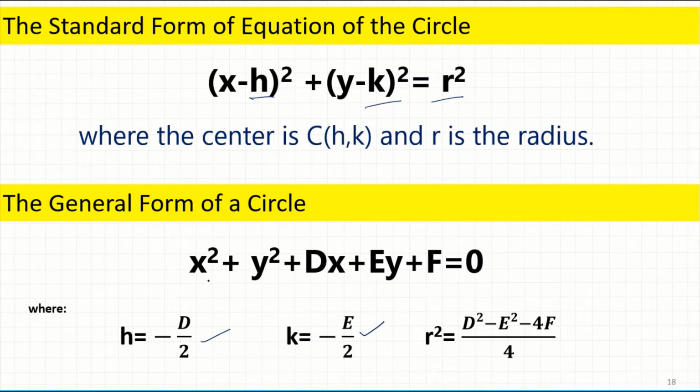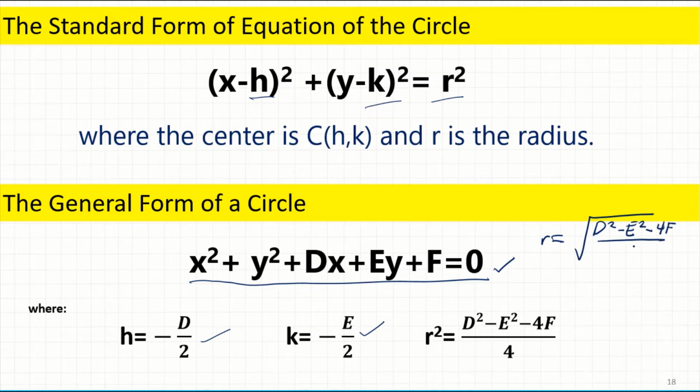So in getting the radius using this equation, we are going to use the square root property. We take the square root of both sides of the equation, and the value of the radius from this kind of equation is the square root of d squared plus e squared minus 4f all over 4. Please be reminded that d, e, and f are constants. To understand more about this, let us have our first example.